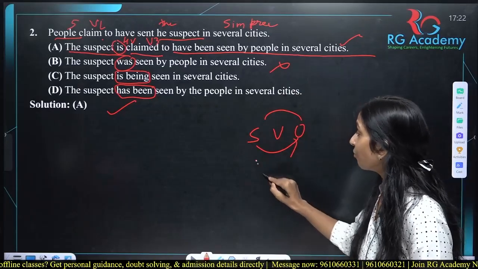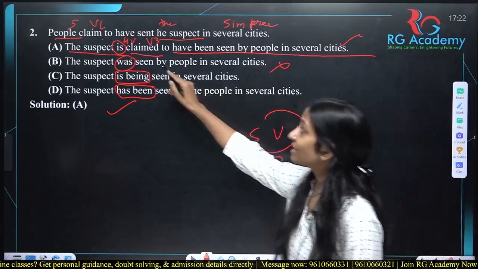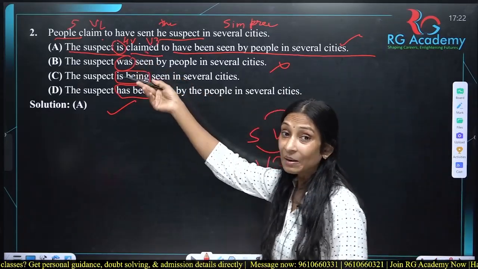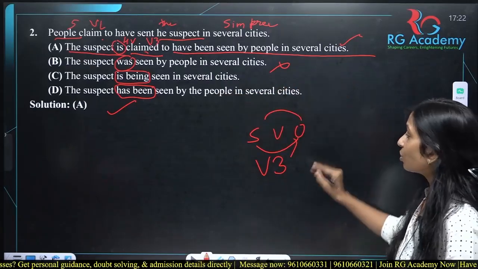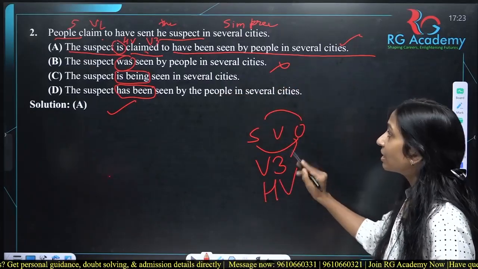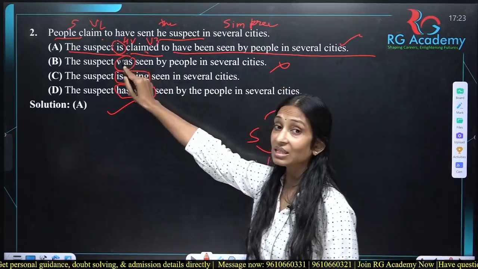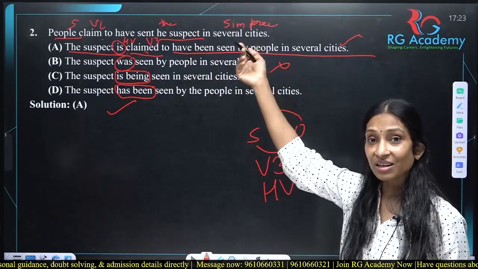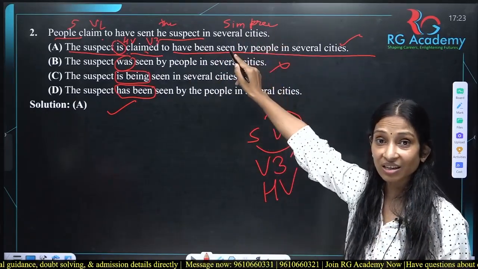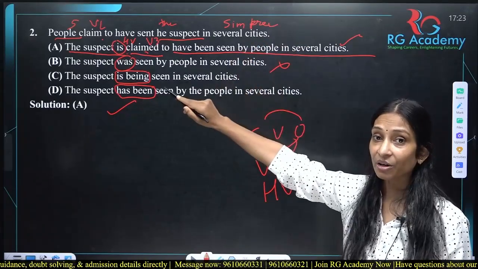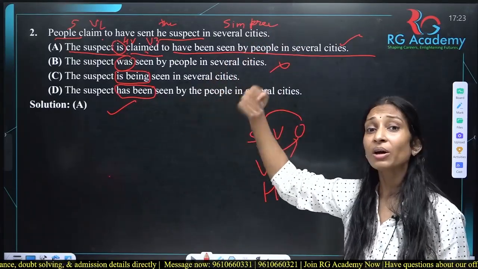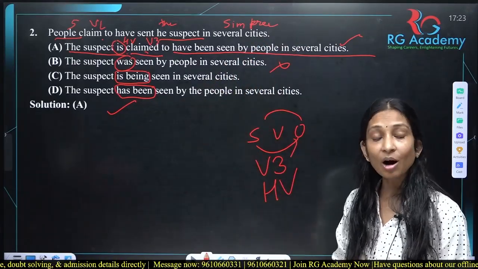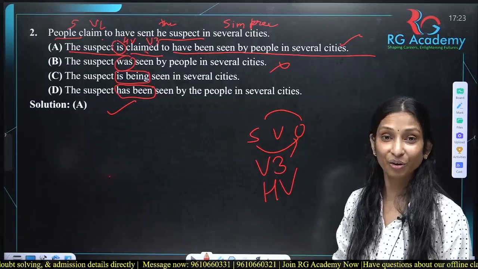Number 2 is verb's third form. So yes, claims, third form is claimed. Okay, so yes, met. Helping verb increased. Yes, helping verb has been increased. And is the tense of the helping verb same as the active sentence? Yes, because the active sentence is in present tense and the helping verb that we have increased is also of present tense. So this is how we are going to attempt our questions, right?